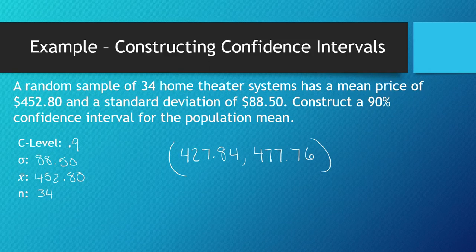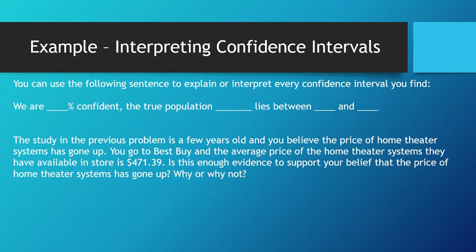We push buttons on a calculator. Important part, can you tell me what that means? Okay, so we're going to interpret confidence intervals. Here's a sentence that's going to help you. So we are blank percent confident. So for this problem, we did a 90% confidence interval. So we are 90% confident that the true population mean, or in this case, the true mean cost of a home theater system lies between, and that's what those two numbers mean.